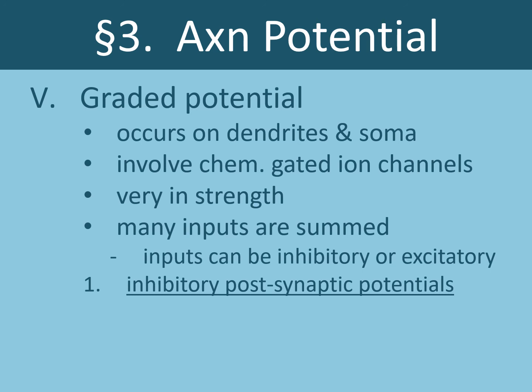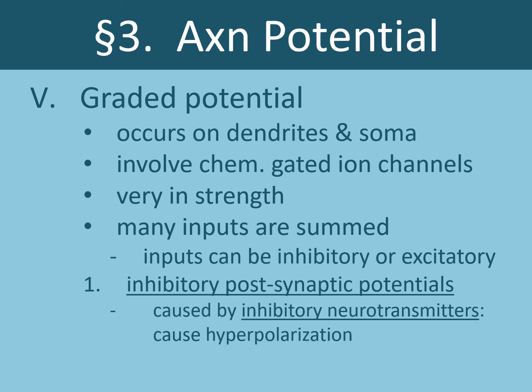Inhibitory signals are called inhibitory postsynaptic potentials, or IPSPs, kind of a long name, but they're caused by inhibitory neurotransmitters. These neurotransmitters will bind to chemically gated ion channels that cause an ion to flow into the neuron that hyperpolarizes the neuron, makes it even more negative, reducing the likelihood of an action potential occurring. An example of an inhibitory neurotransmitter is GABA. This is the neurotransmitter that's produced when you drink too much alcohol.